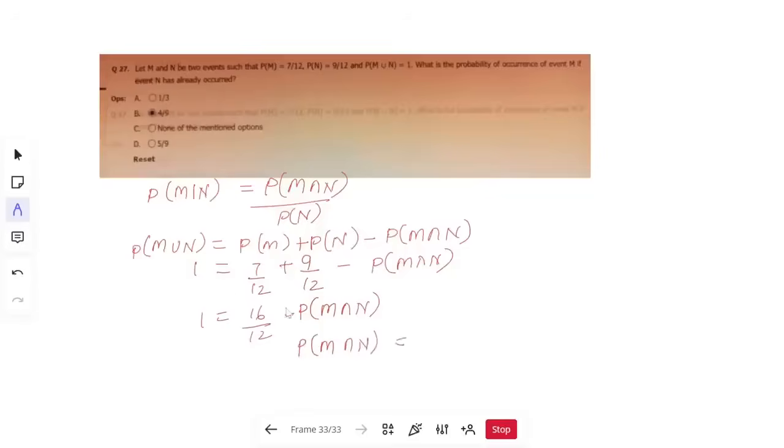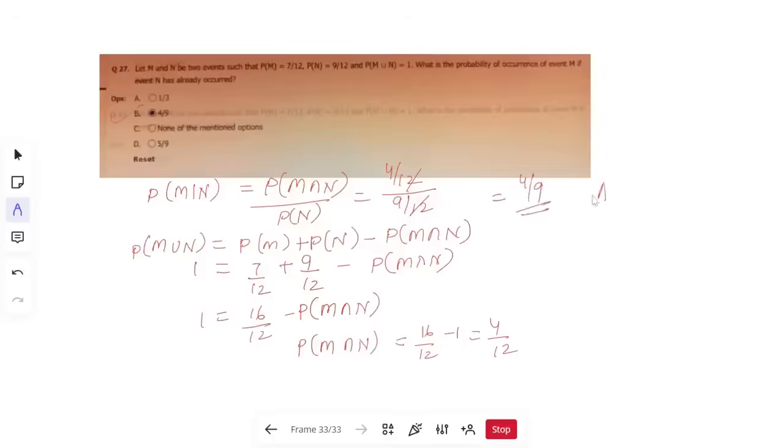16 by 12 minus 1, which is going to equal 4 by 12. Now we will simply substitute in this formula. We have found the upper value, which is 4 by 12, and the lower value is 9 by 12. When you solve it further, you will get the answer as 4 by 9. Hence the correct answer for this question is 4 by 9.